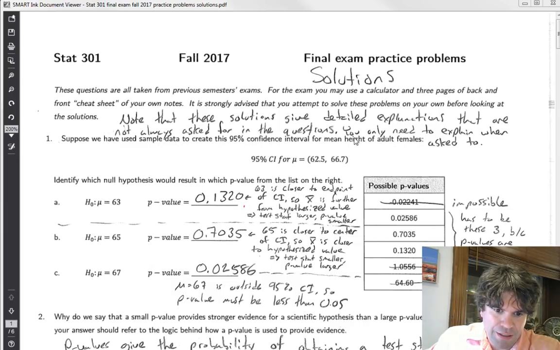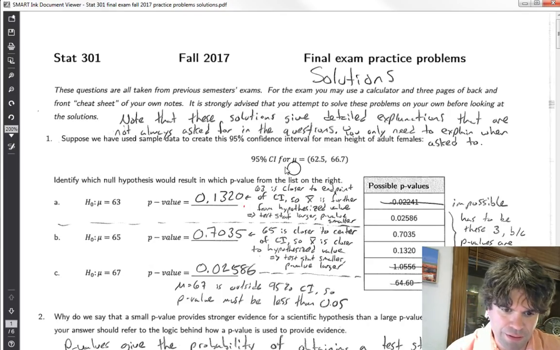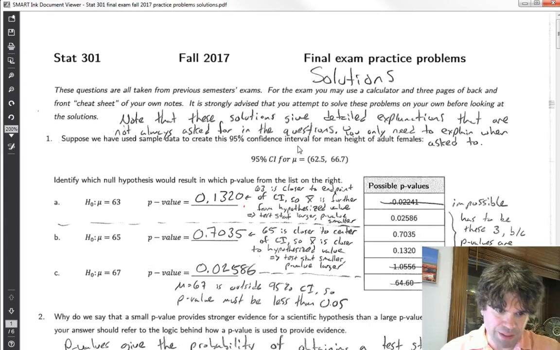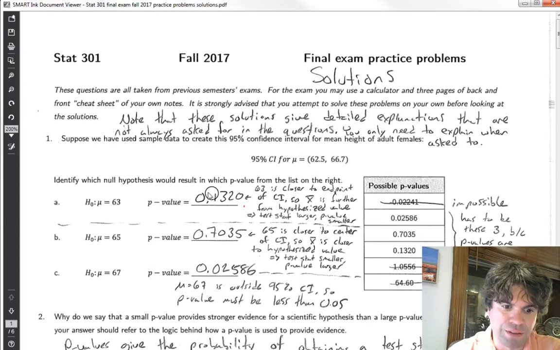interval for mean height of adult females. And there's the interval 62.5 to 66.7, and the question says, identify which null hypothesis would result in which p-value from this list on the right.